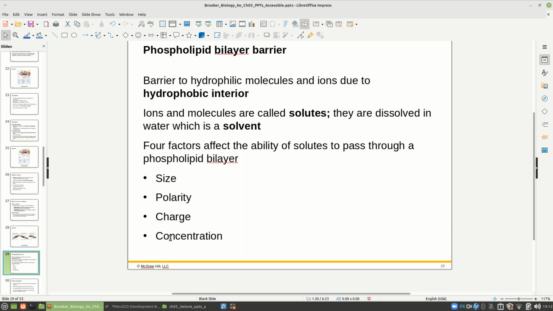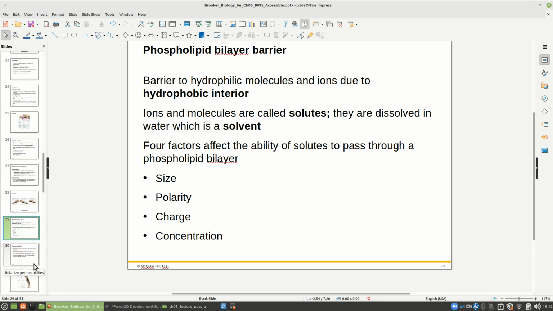So concentration, sometimes you need a lot of something before it can get in. Sometimes it's charge. You'll need to look up what it means by polarity. Is something polar? Does it look the same on both sides? So keep that in mind. These four, know those.